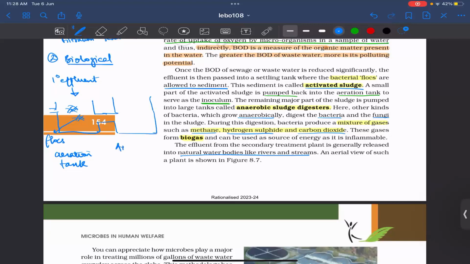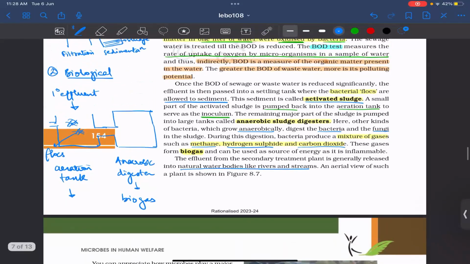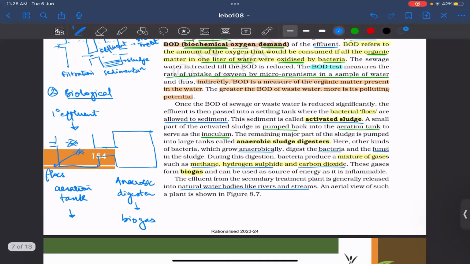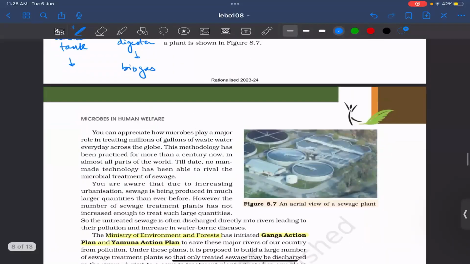This is the anaerobic digester. We'll show that it is sealed from the top, and this is used for biogas production. Now from here, the primary effluent which is treated is released into the water bodies. So the treated one is released into the river.